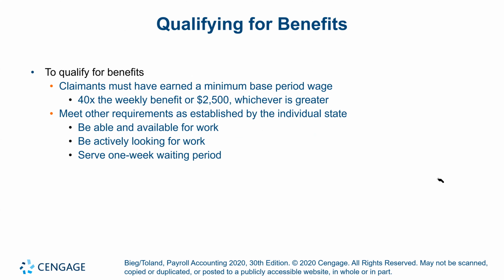To qualify for benefits, claimants must have earned a minimum base period wage, which is 40 times the weekly benefit or 2,500, whichever is greater. And then be able to meet some of the other requirements that may be established by the state. Like I know in Missouri, you have to be able and available to work. You have to be actively looking for work, and you have to serve a 1 week waiting period.